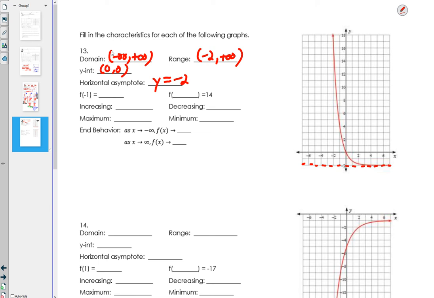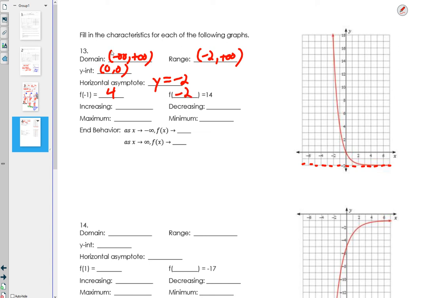What is f at negative 1? What is the value of that function at negative 1? When x is negative 1, what is y? It's 4. And how about the next one? What is the value of x when y is 14? Yep, that looks good. Negative 2.